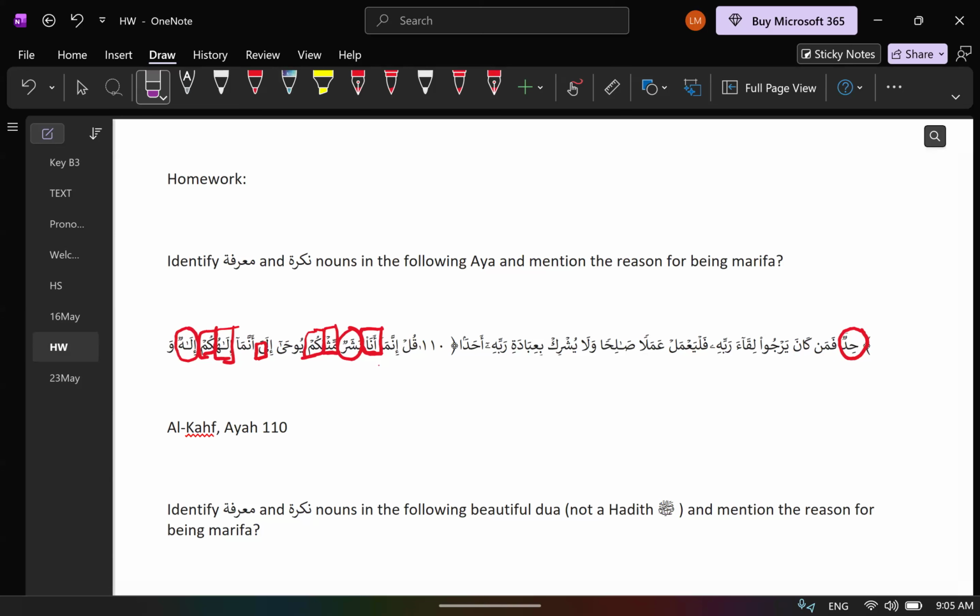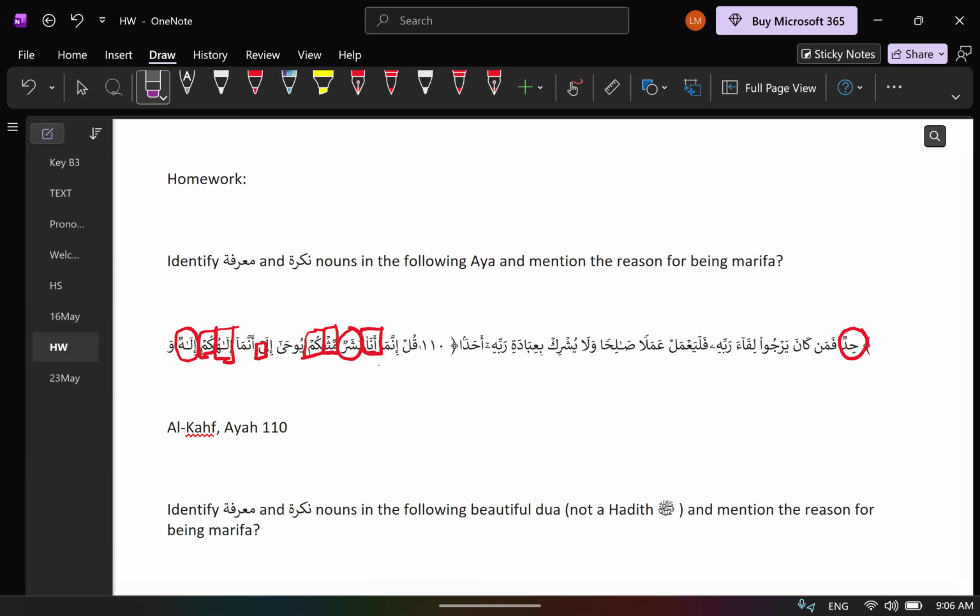Yeah, actually, the message of the ayah is really grounded in the concept of nakira and marifa here. Qul innama ana basharun mislukum, saying that I am just like a person like you. So it is stressing on the point of being nakira. Yeah, exactly.